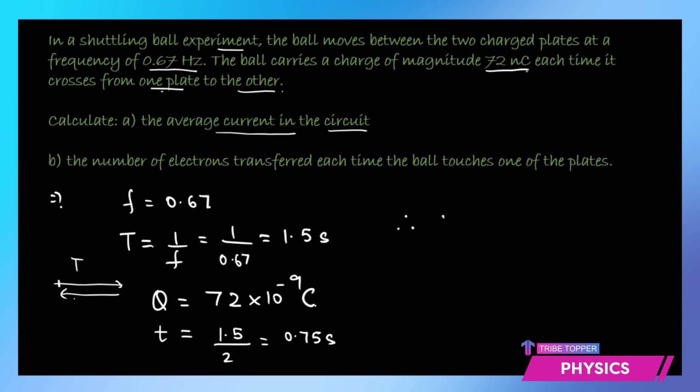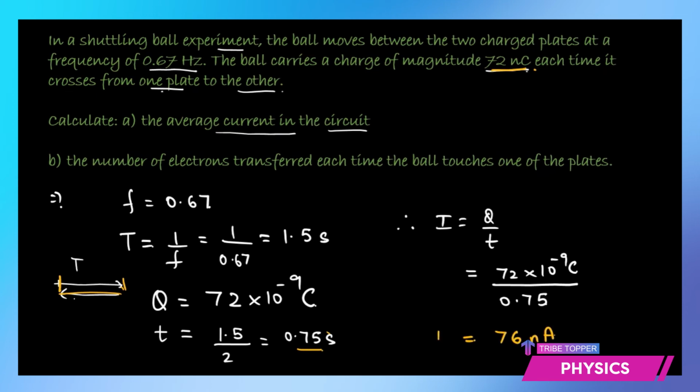Therefore, the average current is simply Q by T. Q is 72 times 10 to the power negative 9 coulomb upon time, 0.75 seconds. I hope you understood why the time is 0.75 seconds: the time to go from one plate to the other and back is 1.5 seconds, so only going from one plate to the other is half of it, 0.75 seconds. And in that time, the charge transferred is 72 nanocoulombs. So the average current is 72 divided by 0.75, and we get 96 nanoamperes as the average current.